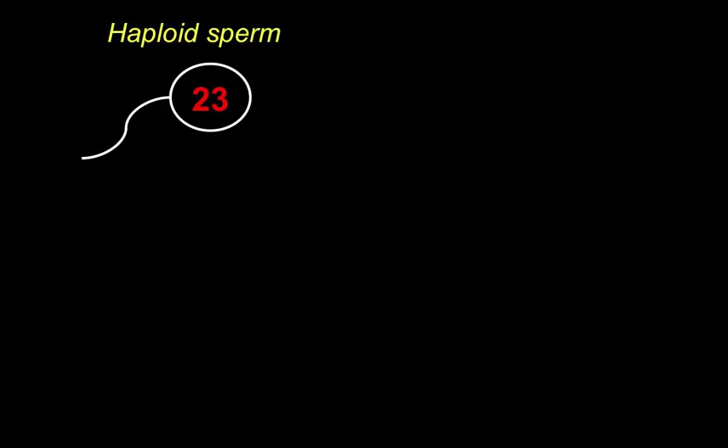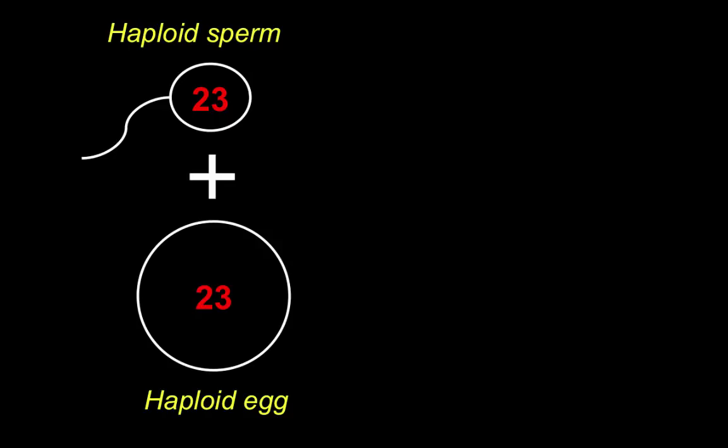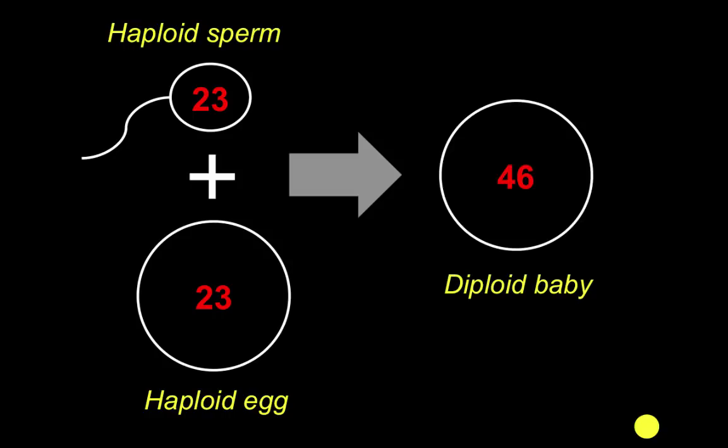Now, it works in this way. We have a haploid sperm that has 23 chromosomes, a haploid egg that also has 23 chromosomes, and it's going to form the diploid baby. So when you add together the one set from the dad, one set from the mom, that's how you get the two sets for the baby.